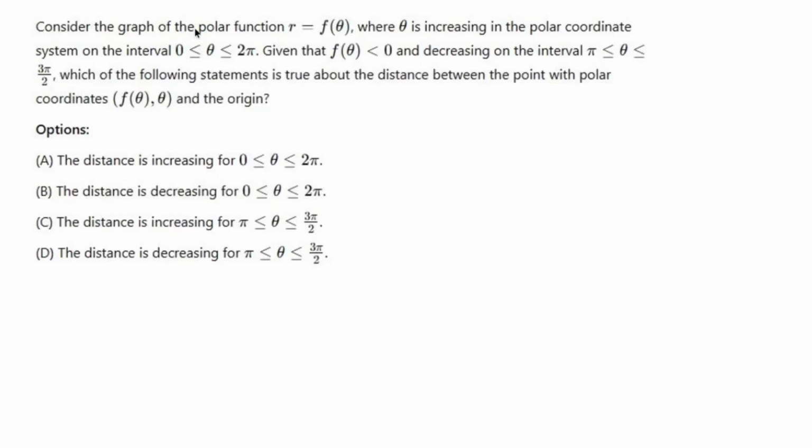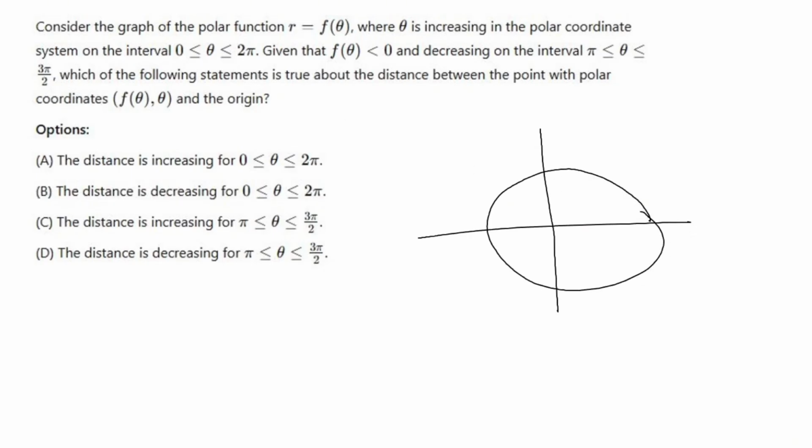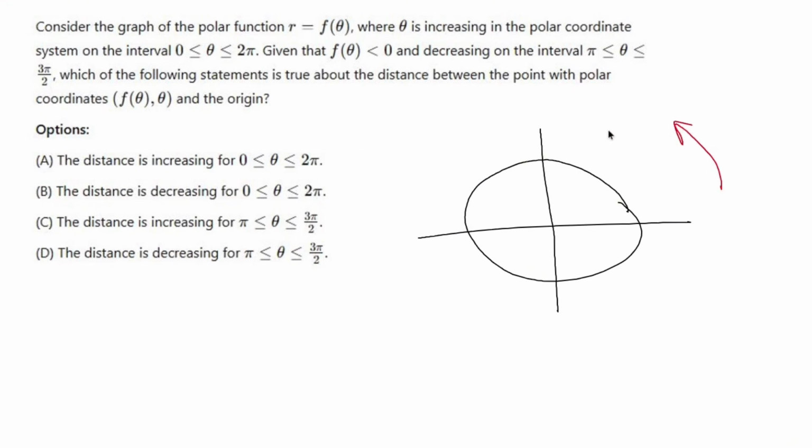Consider the graph of the polar function r equals f of theta, where theta is increasing in the polar coordinate system. All right, so let's draw ourselves a very basic polar graph. That always looks terrible when I first draw these out. Now that's acceptable. So we're spinning around like we always do. Given that f of theta is less than 0, ooh, it's negative, and decreasing on the interval pi to 3 pi over 2.